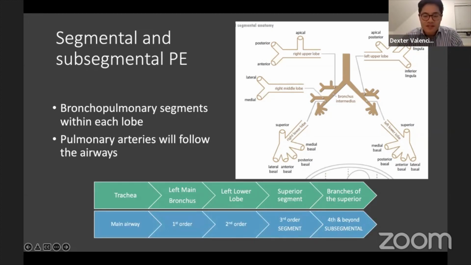So all this means is that as you get into these segments that you can see in these diagrams, those are segments, and as you go beyond those, they're subsegmental. So similar to the vessels, as you go deeper into the lobes and divide, that's all they mean. So those are segmental and subsegmental PEs. It's just to do with what level of division they are.